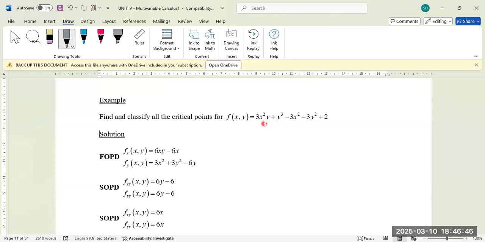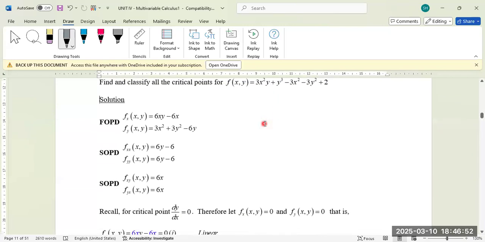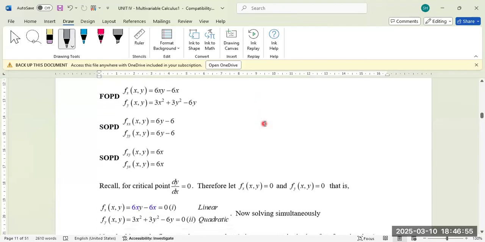All right, so we can't solve it by elimination because one equation is non-linear and the other one is quadratic. So let me go through this with you. Yes, we know that we have to set the first derivative equal to 0. This equation is actually non-linear because I have an xy, x times y, right here. So one is non-linear, one is quadratic. It must be solved using the substitution method.